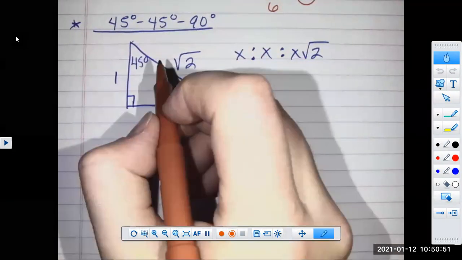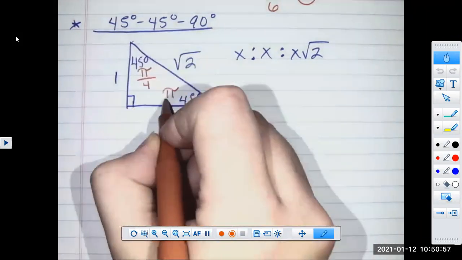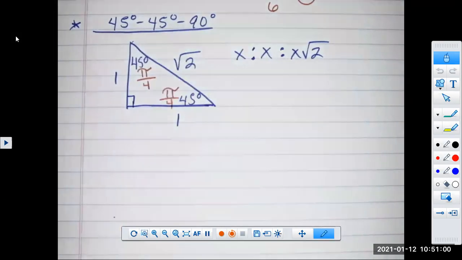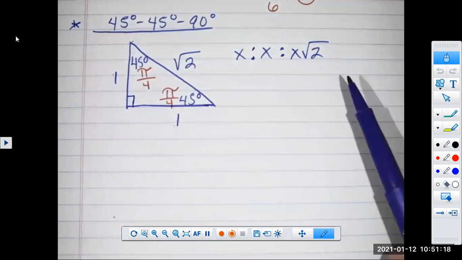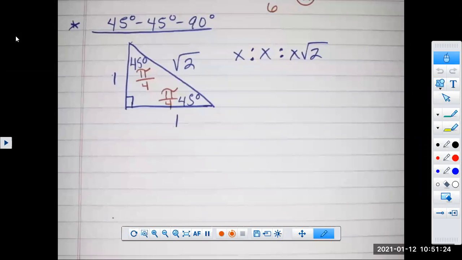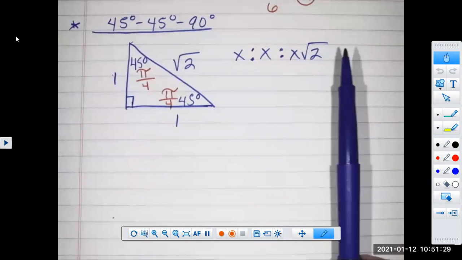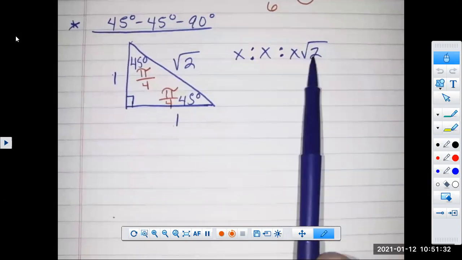Okay, 45 degrees in radian measure is pi over 4. In a 45, 45, 90 special right triangle, your legs are both the same length. So that means your sine of 45 degrees and your cosine of 45 degrees are going to be the same thing. In your relationship, your legs are the same, so that's easy, and your hypotenuse is always root 2 times your leg length.